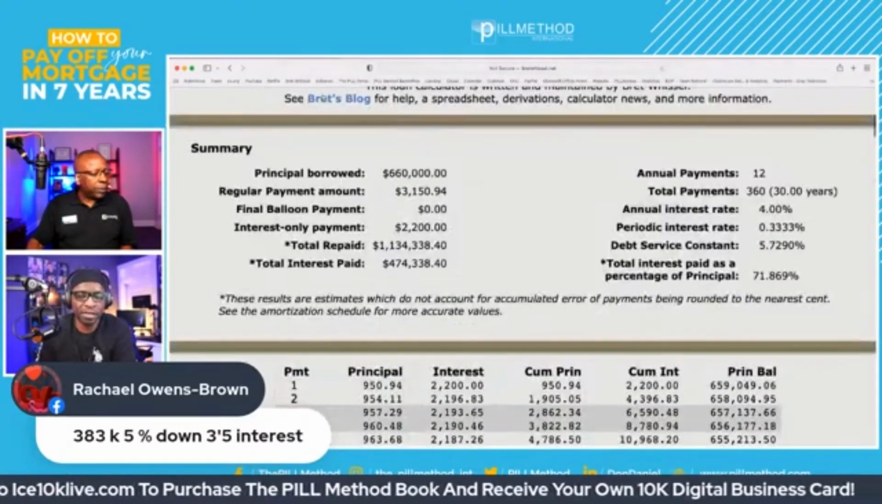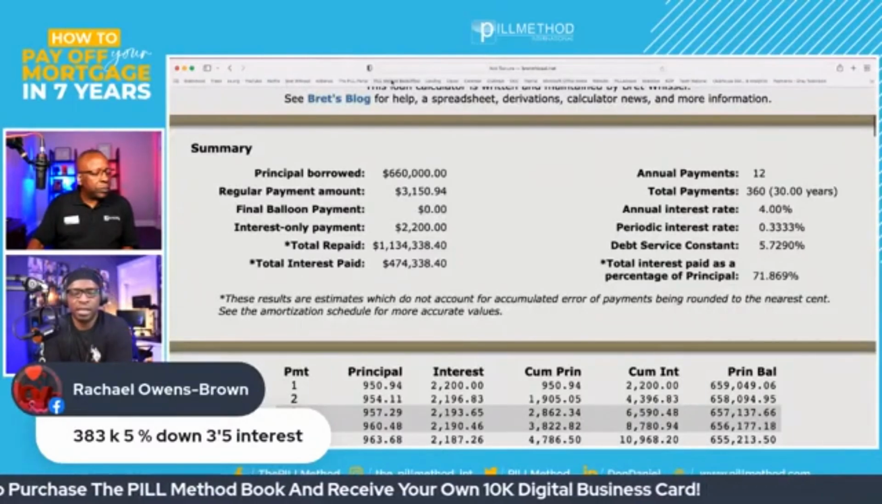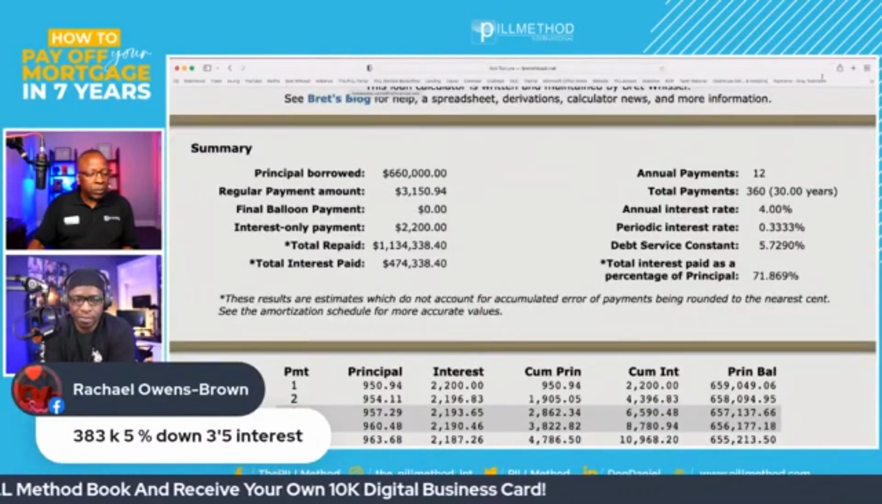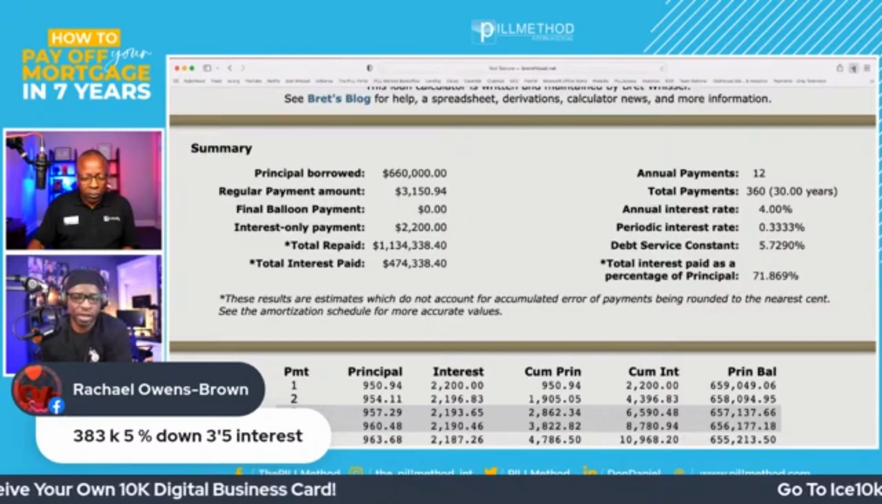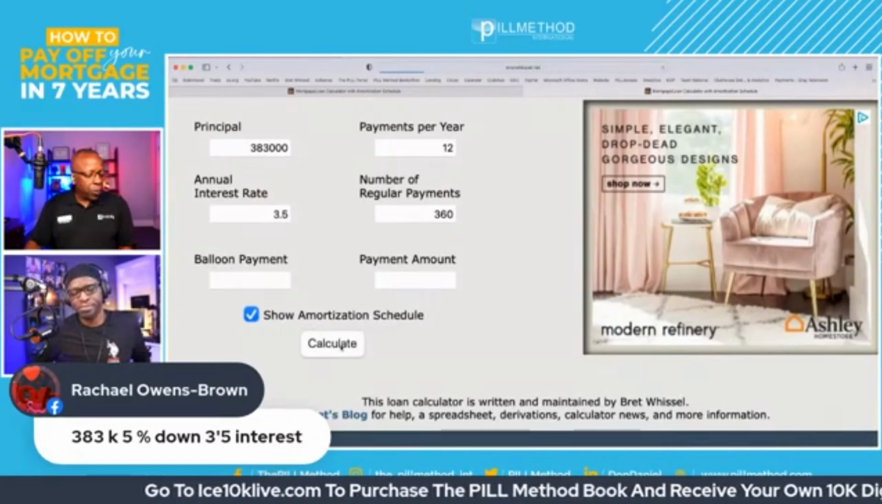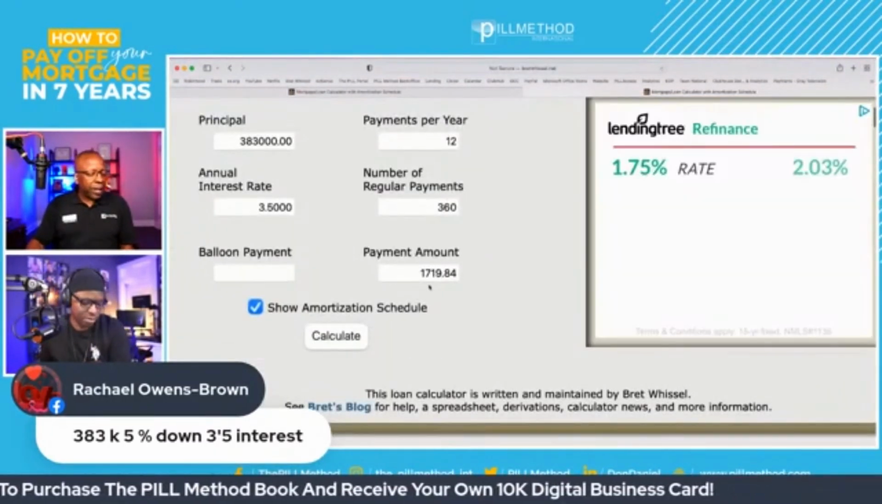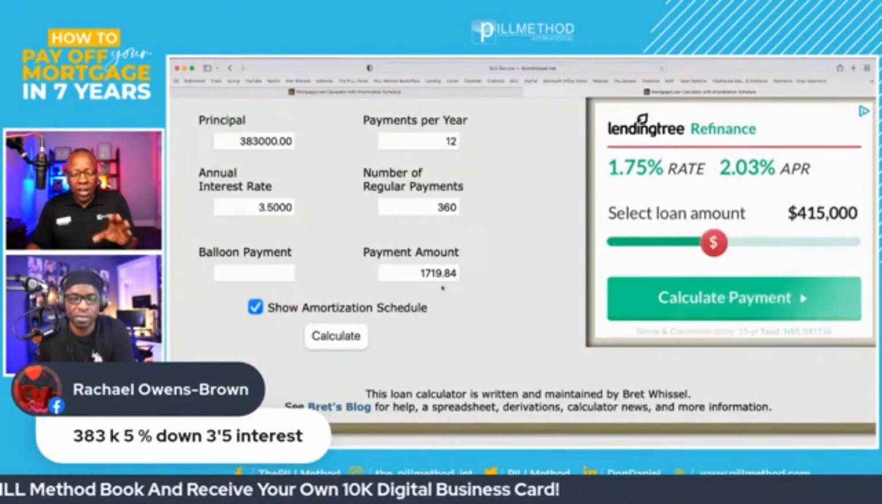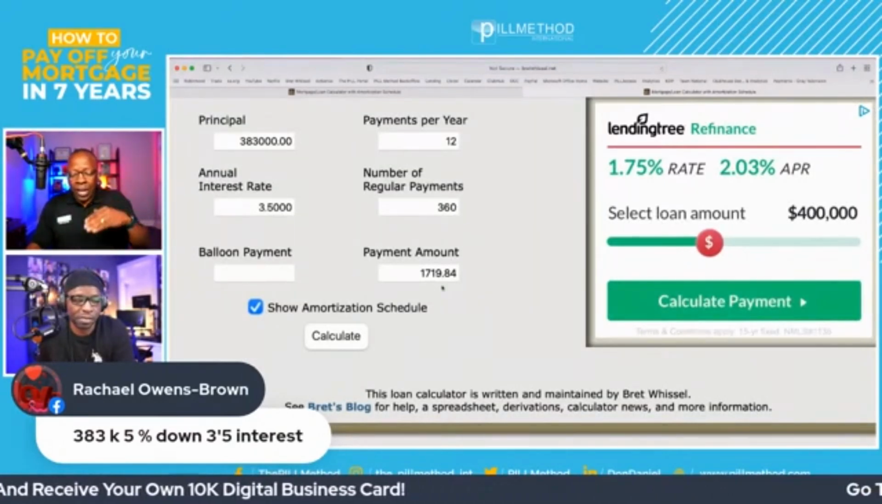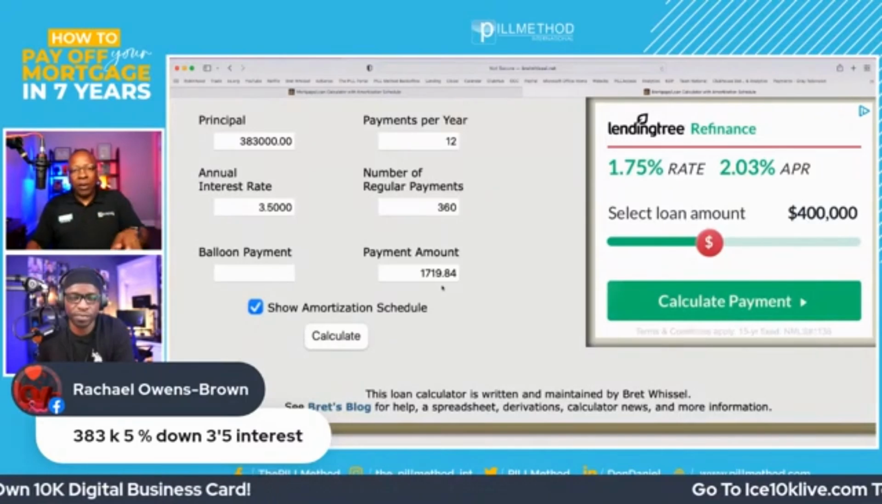$383,000 in the loan. Okay. That's the original loan. Mm-hmm. And she put 5% down. And then she says that her interest rate is 3.5. 3.5. Okay. All right. So here's where we're going. We've got a principal and interest payment of $1,719.84. That does not include taxes and insurance. Taxes and insurance is on top of that.